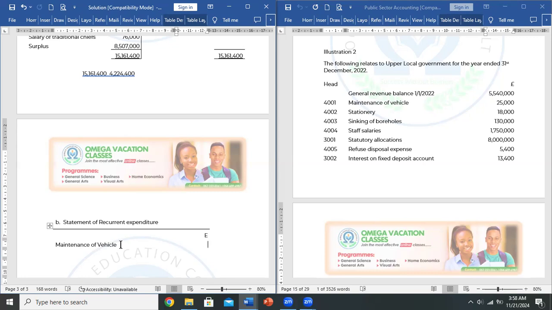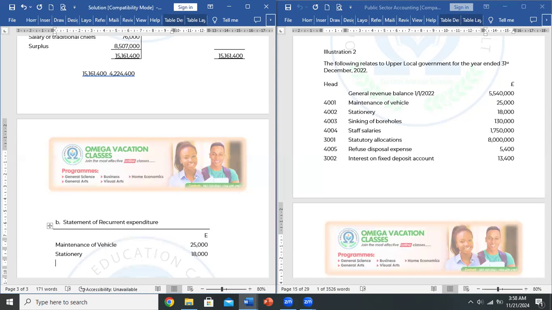Okay, the next one is stationery. Cost of stationery is also recurrent because day in, day out, you have to buy these stationery. Sinking of boreholes, professors, what is this? Is it a recurrent or a capital expenditure? Ella, you said it is, but you didn't tell what it is. A recurrent. Okay, Ella says recurrent. Do we all agree? If you disagree, let me know.